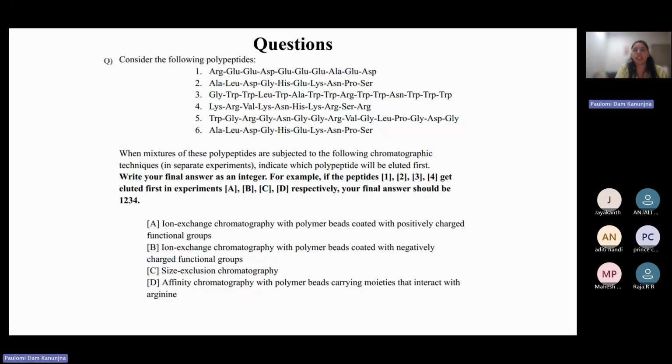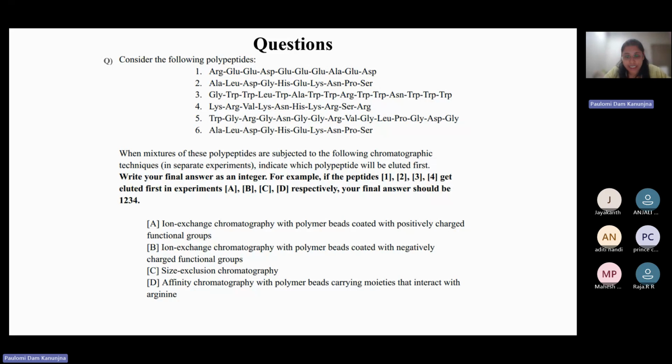First, I put this solution in ion exchange chromatography, which has polymer beads coated with positively charged functional groups. Which polypeptide will elute first? For experiment A, which one will come out first? That is the first answer. Similarly for B, now the opposite.